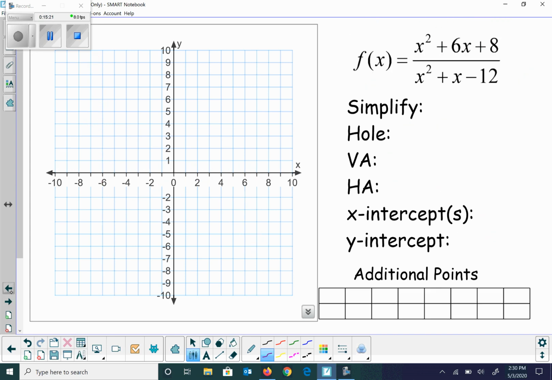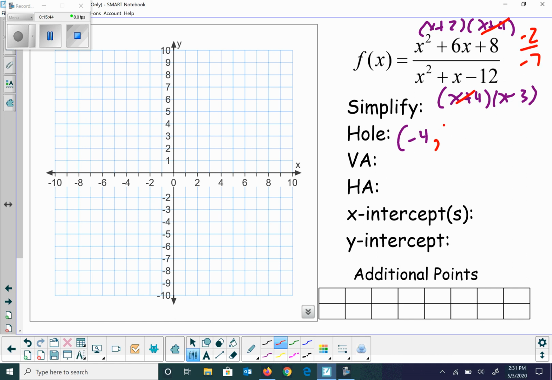Last problem. Okay. Top is going to factor to x plus 2, x plus 4. Bottom is going to factor to x plus 4, x minus 3. So I have a hole at negative 4 because these cancel each other out. Plug the negative 4 in, so I get negative 4 plus 2 is negative 2. Negative 4 minus 3 is negative 7, so negative 4 comma 2 sevenths, so it's right here as a hole.